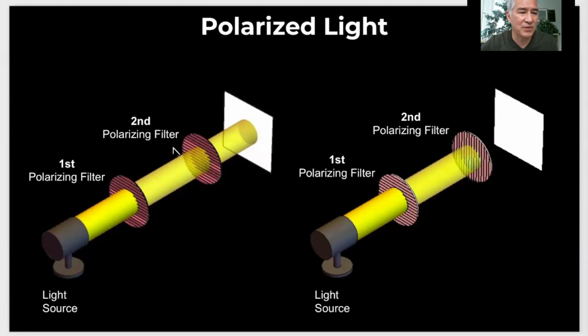And if you let that light pass through a second polarizing filter, as long as that filter has the same orientation as the first filter, you can see the light passing through. But after that first polarizing filter, if you look over here on the right, if you try to pass it through a polarizing filter that's turned 90 degrees, orthogonal to the first filter, no light will pass through. And that's the basis of liquid crystal displays or LCD screens or LCD projectors.